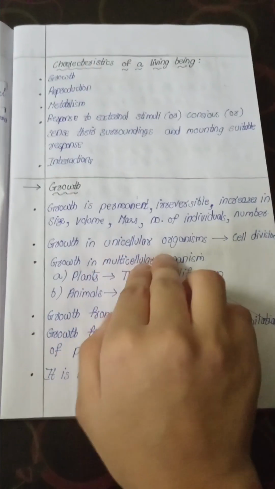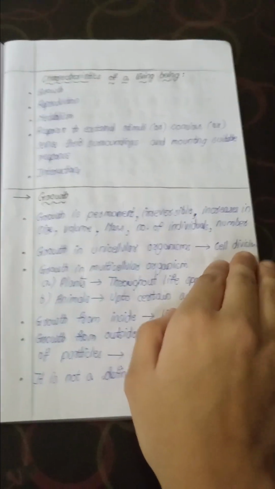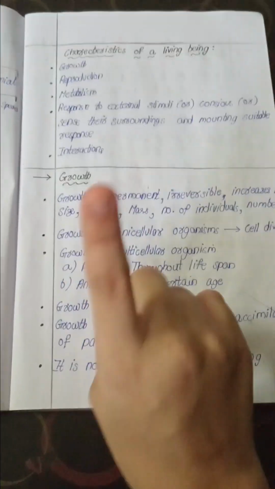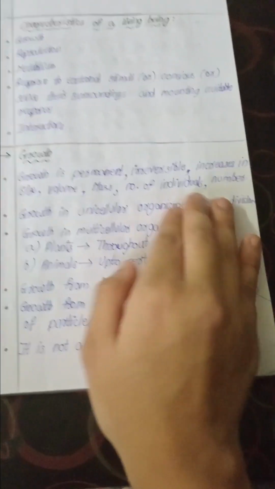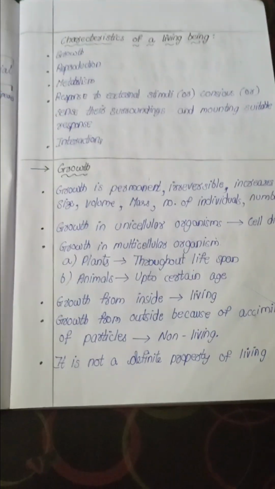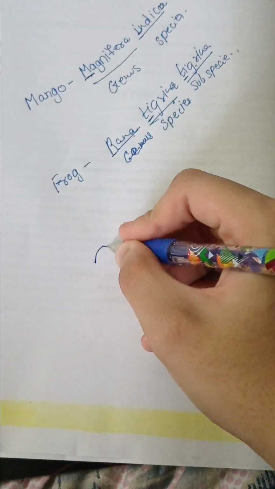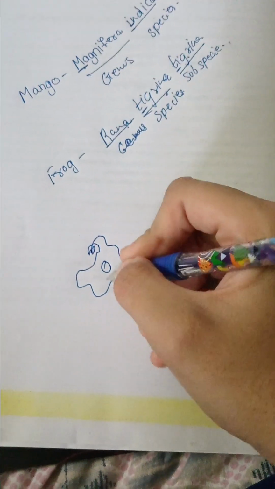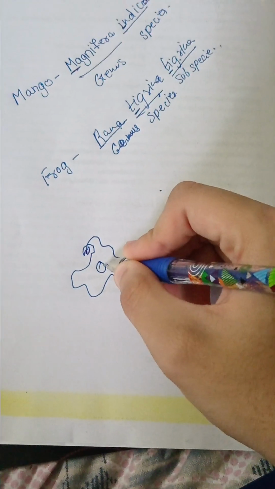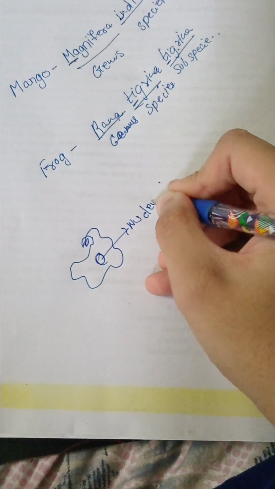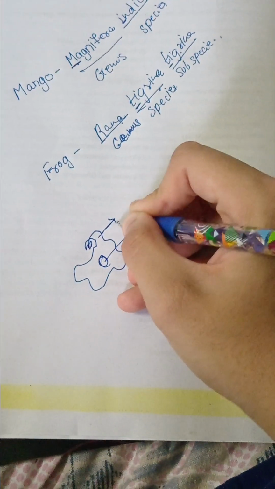Growth in unicellular organisms is through cell division. By the name we can understand that unicellular means single-celled organisms. It happens through cell division, like we know in amoeba. Let me show you amoeba. Amoeba doesn't have any fixed shape, so we can draw whatever we want. So this is the amoeba, and this is the nucleus of the amoeba. This is the pseudopodia.